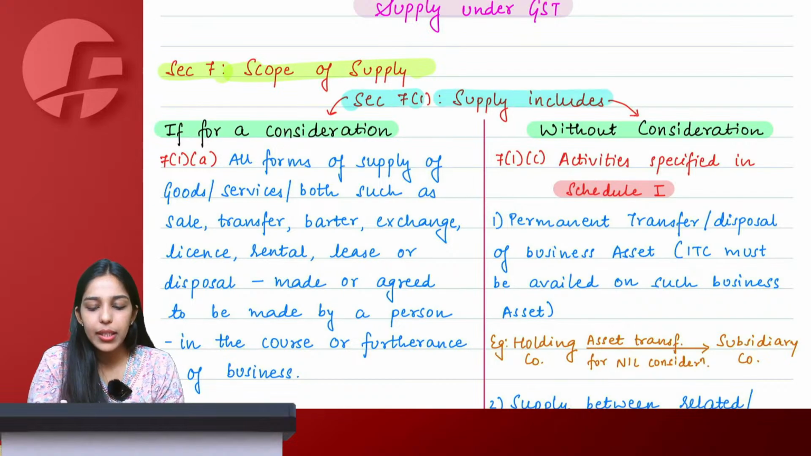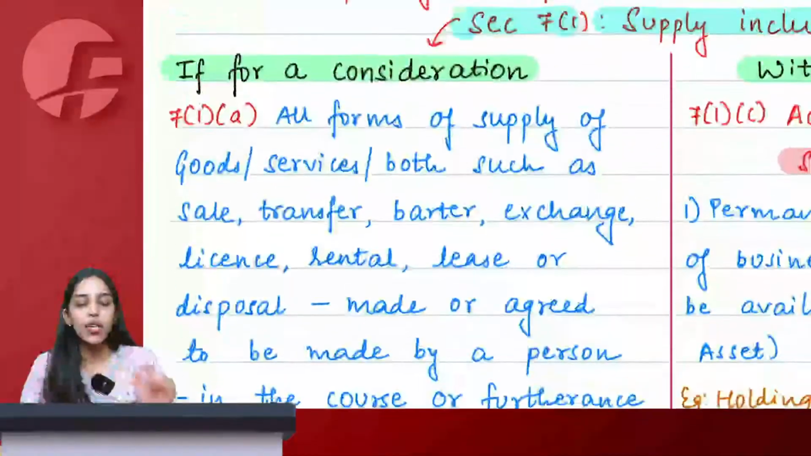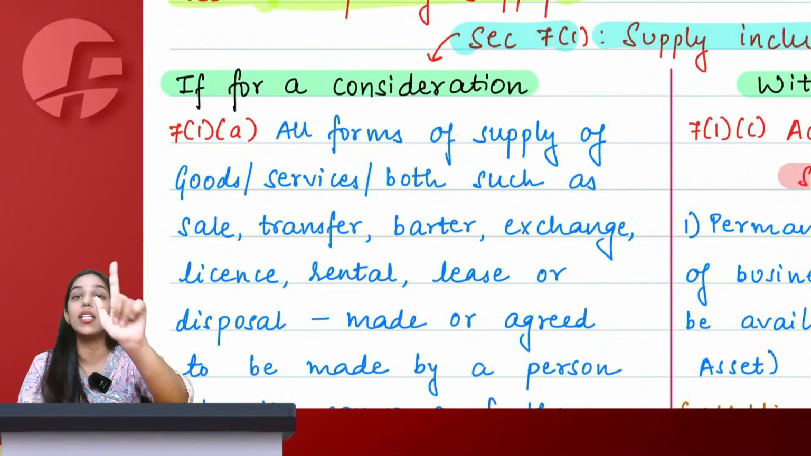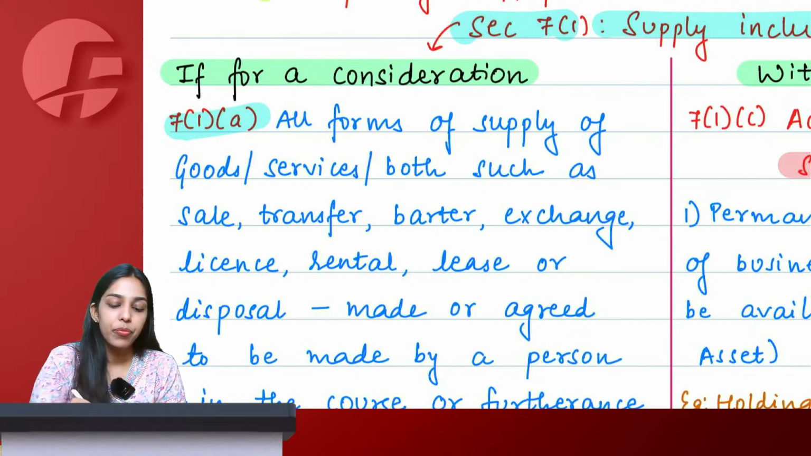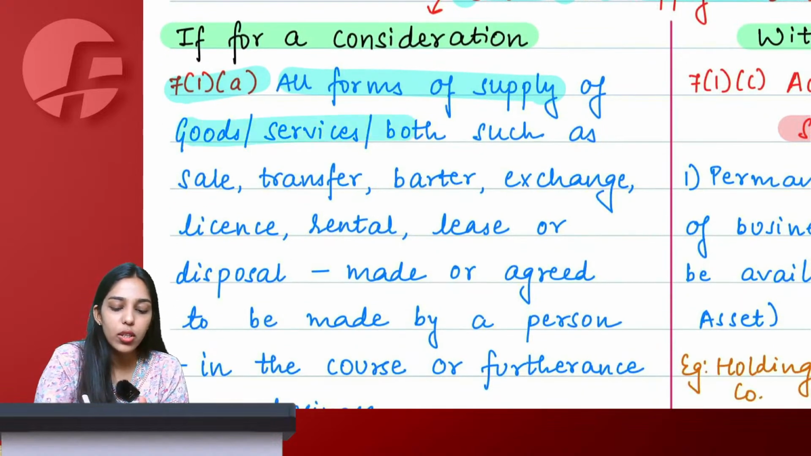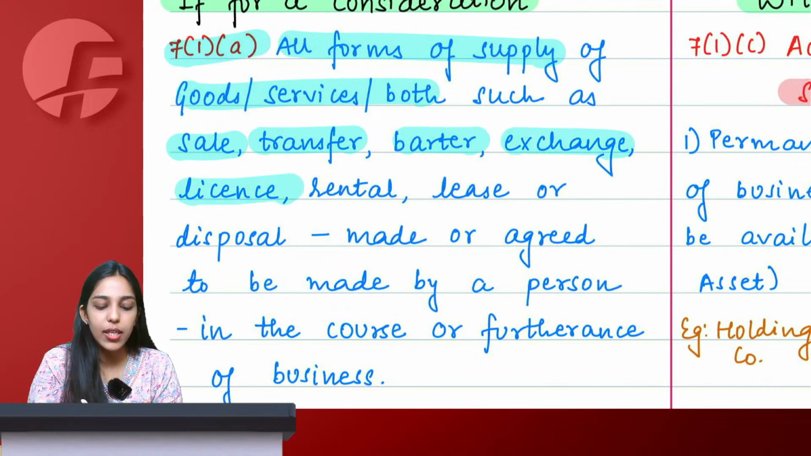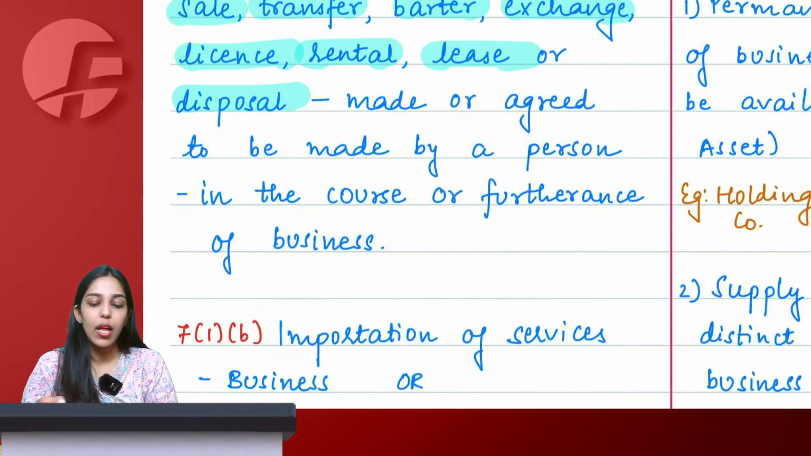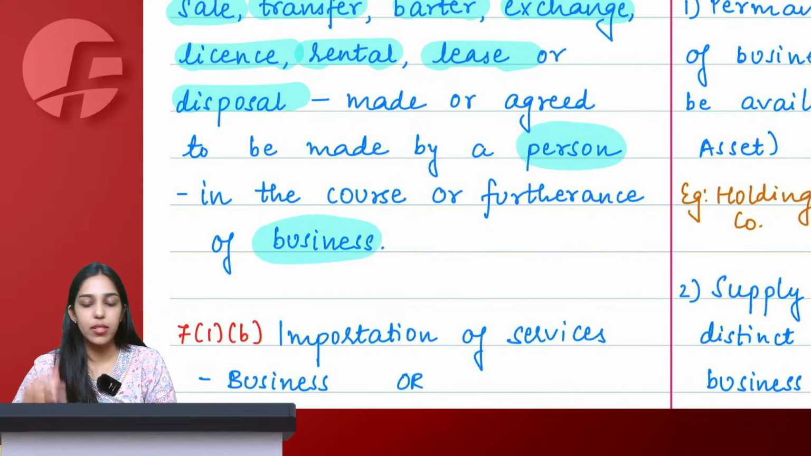7.1 supply includes. Talking about for consideration means for this entire column, one thing you always have to keep in mind is that there is consideration. Only then are we studying this further. So 7.1a: all forms of supply of goods, services or both, such as sale, transfer, barter, exchange, license, rental, lease, disposal, everything made or agreed to be made by a person in course or furtherance of business.